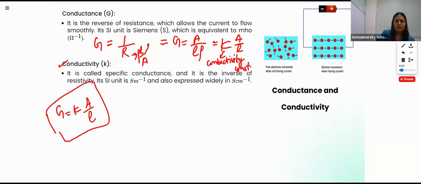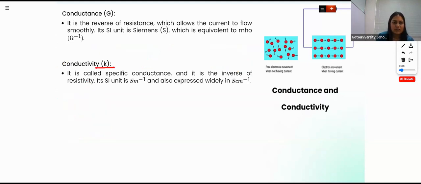Where K is what? It is termed as kappa, and that is also known as the conductivity constant, as written here. So conductivity is represented by K. It is called specific conductance, and it is the inverse of resistivity.